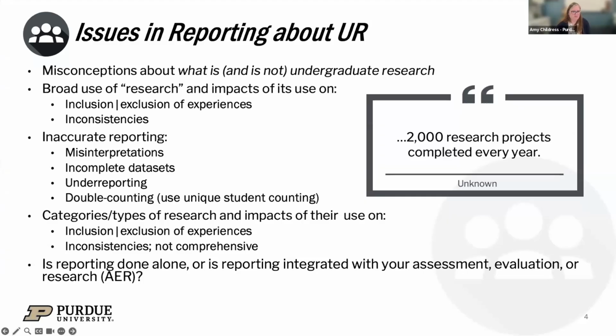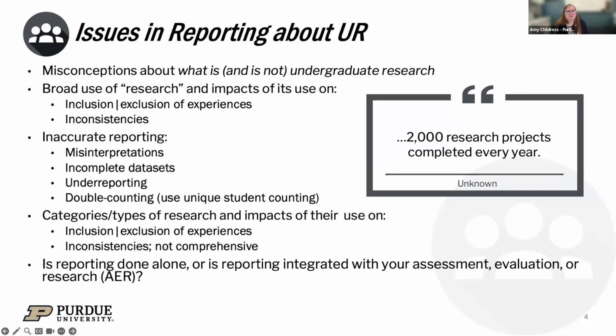Thanks, David. Our office started in 2017, and we were tasked with providing institutional reporting on undergraduate research numbers. And a big part of that is that rectangle you see with the number 2,000 research projects completed every year. I used to work in a research center here, and I would see that number and ask, where is this coming from? Because at that point, I was overseeing many undergraduate research programs on campus, and I couldn't come up with that number.